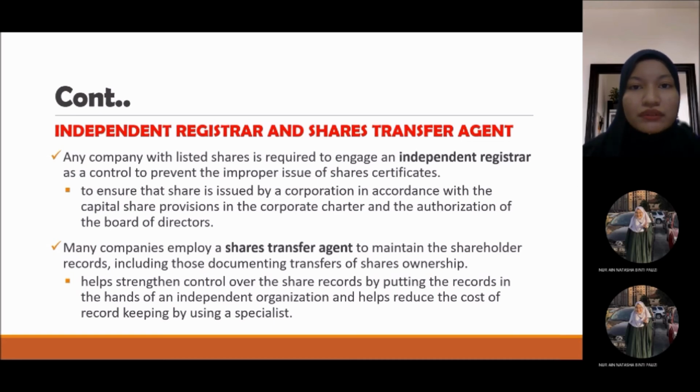When there is a change in the ownership of the share, the registrar is responsible for signing all newly issued share certificates and making sure that all certificates are received and cancelled before a replacement certificate is issued. Many companies employ the service of a shares transfer agent to maintain the shareholder records, including those documenting transfers of share ownership. The employment of a transfer agent helps strengthen control over the share records by putting the records in the hands of an independent organization and helps reduce the cost of record keeping by using a specialist. They also have the transfer agent disburse cash dividends to shareholders for further improving internal control.